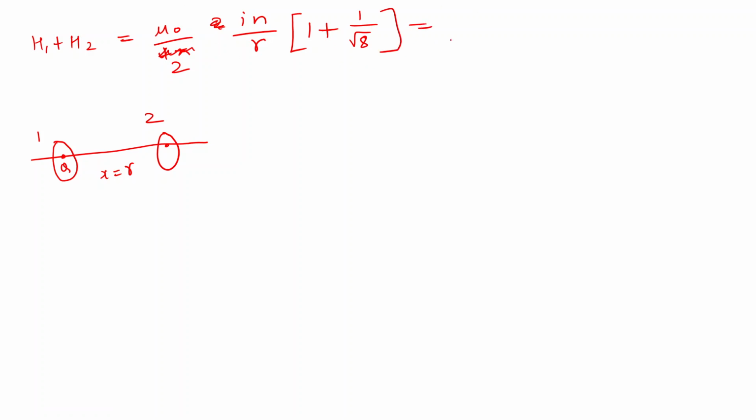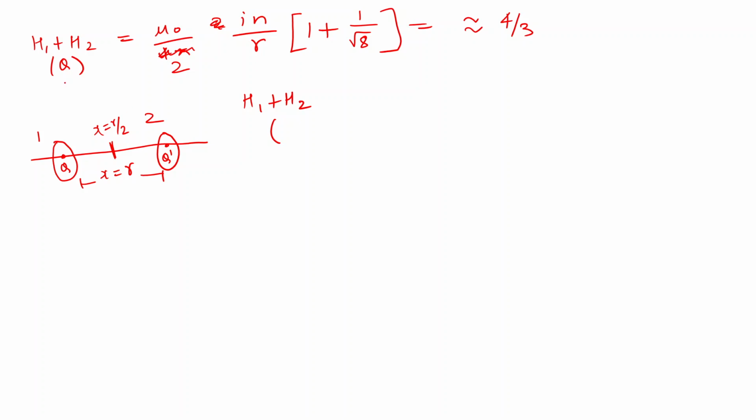If we solve this expression, it comes out to be around 4 by 3 times mu naught over 2 I n by r. Similarly, at x equal to r by 2, that is some distance in between, this whole thing is r, let's say, and this is r by 2 at center. What will be the magnetic field due to both current carrying coils? This was at point Q. The expression will be the same for this, let's call it Q prime point.